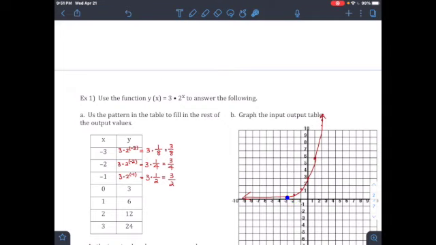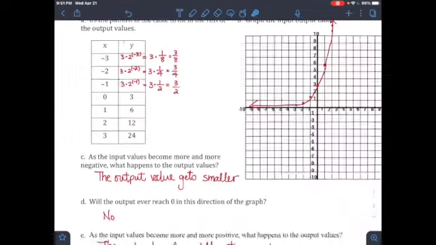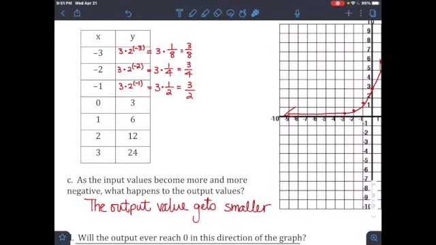Then 3/8 is getting closer, and it's going to get closer, and closer, and closer. But no matter how you flip it, you will always be able to get a number. There's always going to be something smaller and smaller, but it will just keep on getting smaller. So as that keeps going, if you can keep that in mind, C says as the input value becomes more and more negative, which is on this side, -4, it will get smaller. The output value gets smaller.